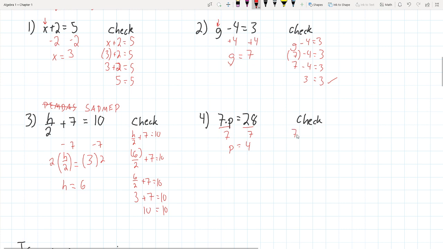And so I plug that in. 7p equals 28. 7 times 4 equals 28. 7 times 4 is 28, equals 28. Awesome.